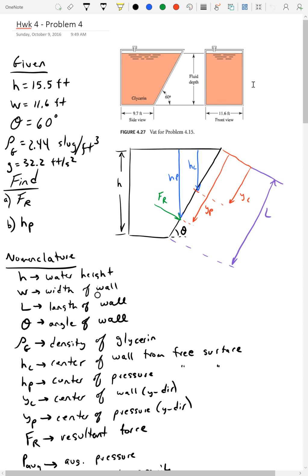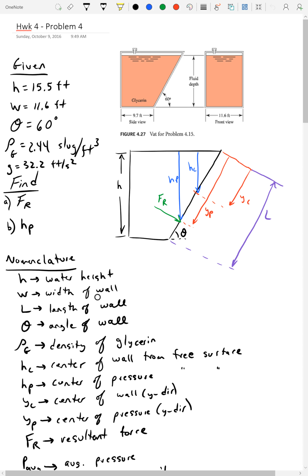Okay, everyone. Hello. I just wanted to show you my solutions and exactly what I want you to do on the homework. This is actually homework 4, problem 4. I noticed some of you had issues, so I just wanted to do this one too to clear up some issues. So we were given glycerin, and what we wanted to do is try to find the resultant on this force.